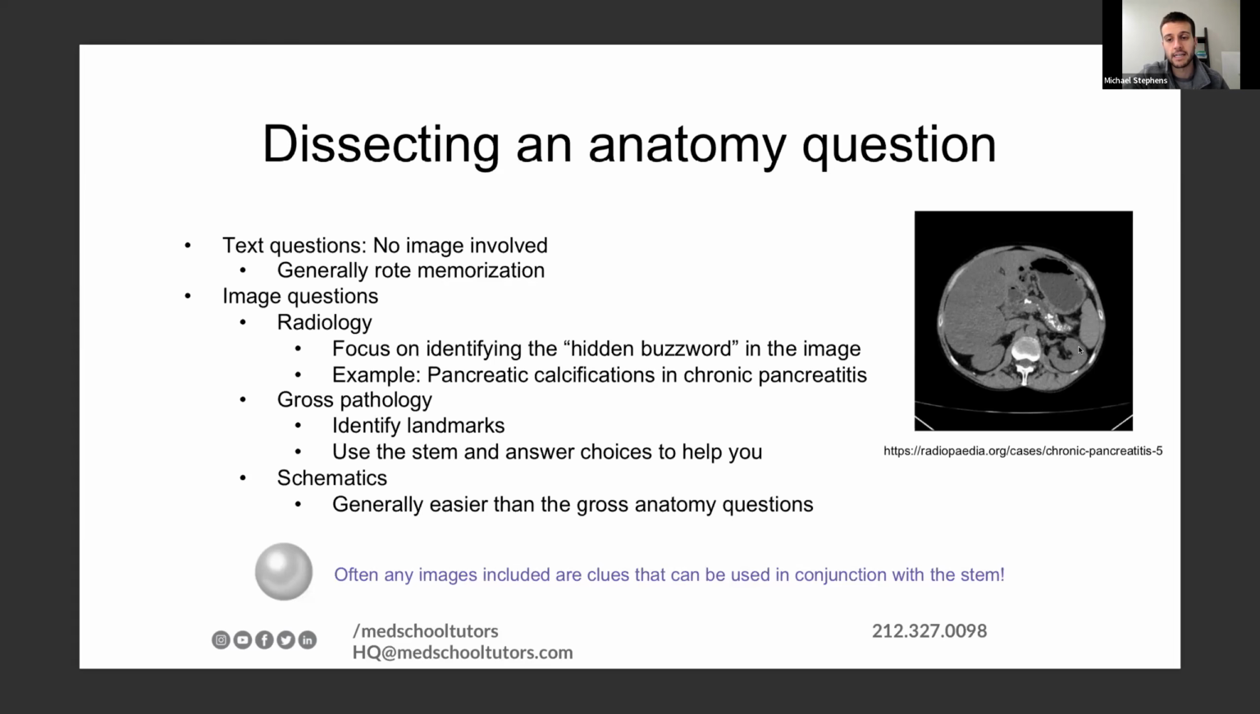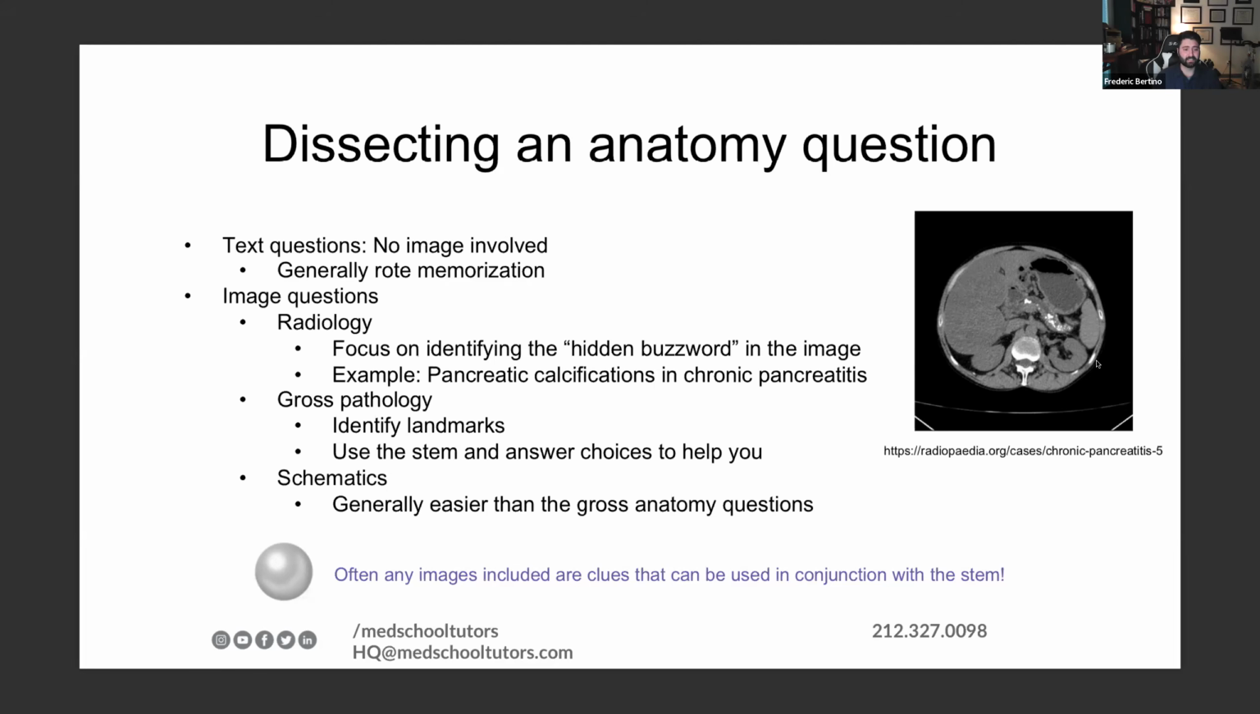And so that is how you approach the radiology questions. The same thing applies for the gross pathology and the schematics. I do find personally that the schematics are a little bit easier because they stylize an ideal version of what the anatomy is, and so you have an easier sense of what you're looking at. Anything else you'd add, Fred, about how you approach these things?